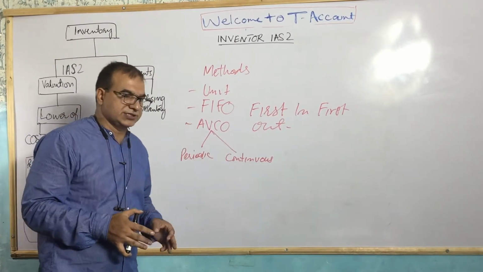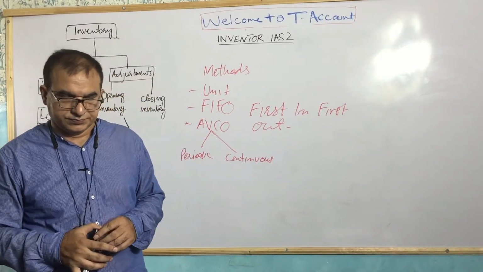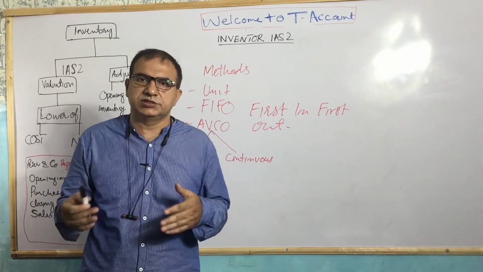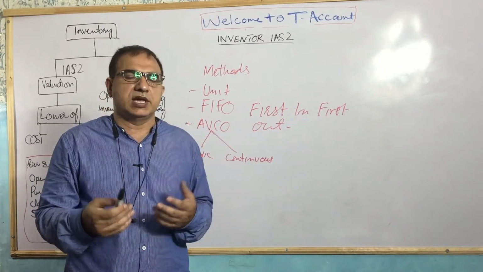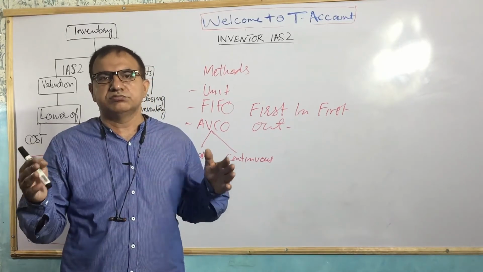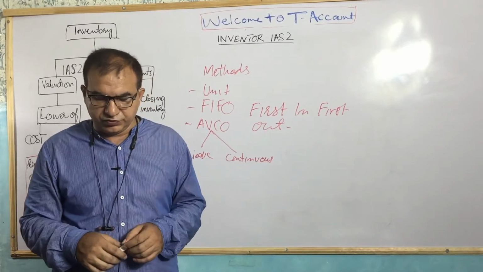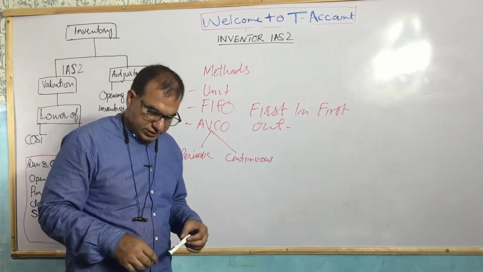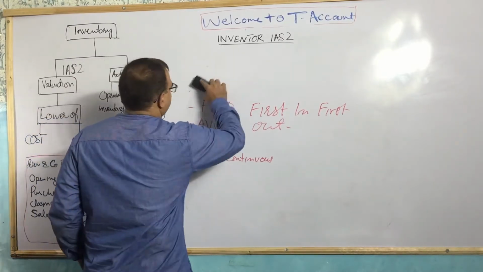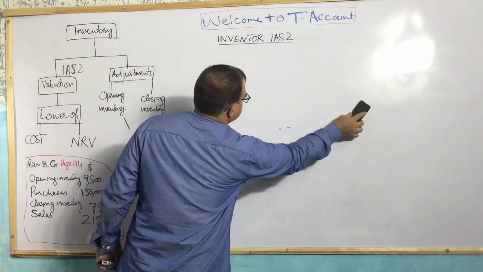But continuous is after each transaction you update the rate. Whenever a further purchase happens, you update the rate by adding the new quantity and the value of that quantity. We'll understand that better through an example. So these are the methods that we'll be doing through this example.